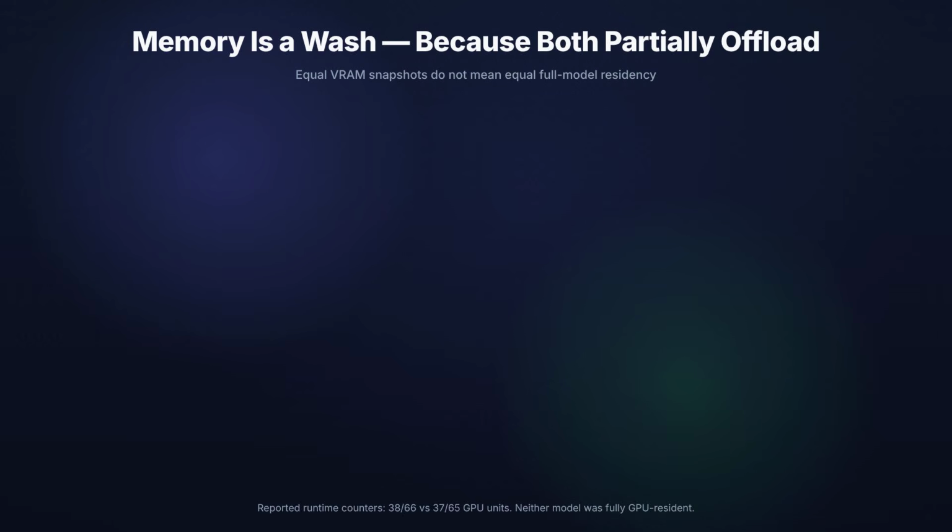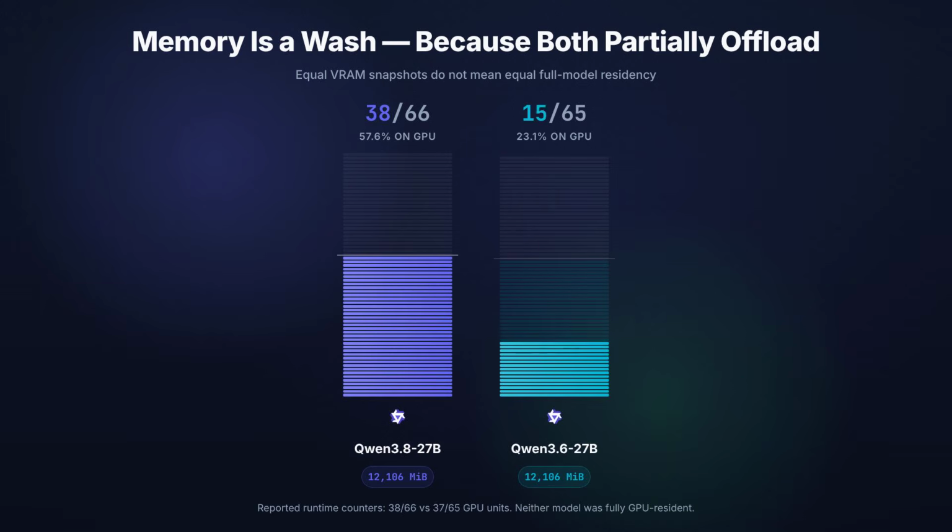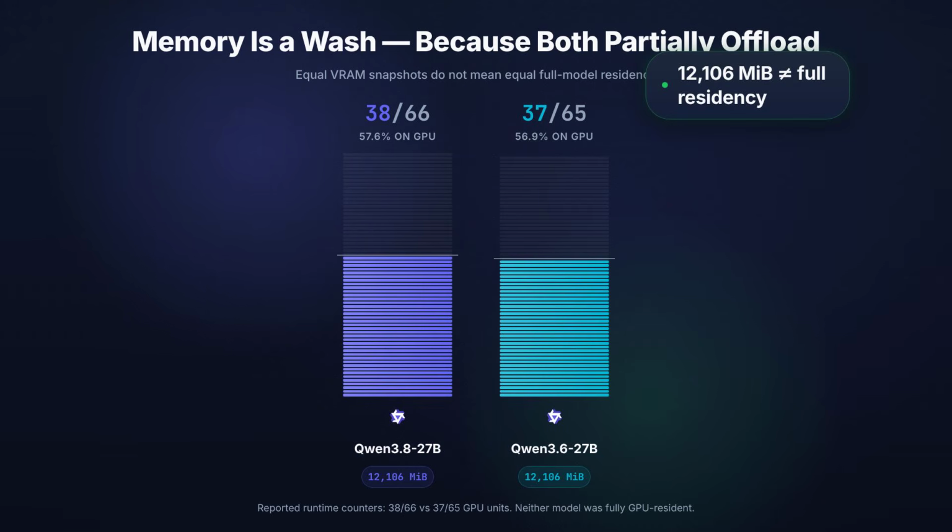One quick note on memory, since we covered the mechanics in past videos. Qwen 3.8 has the larger file at 15.22 gigabytes against 14.97, yet both reported 12,106 megabytes. It fit 38 of 66 units, and Qwen 3.6 fit 37 of 65. So memory is a wash, while neither was fully offloaded.